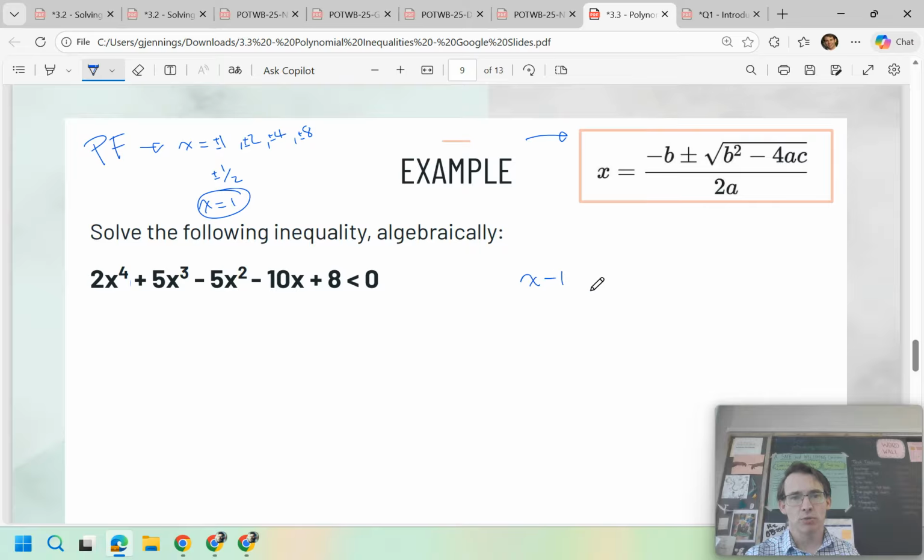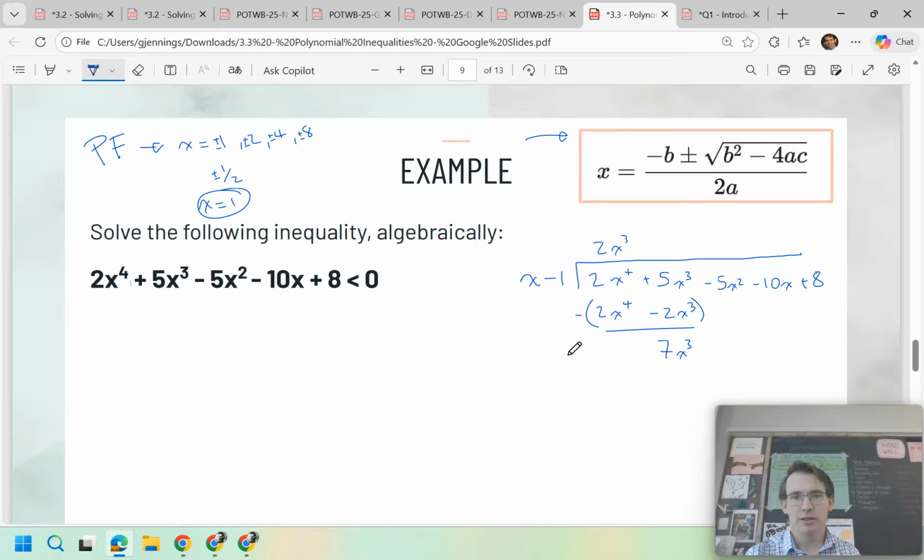X minus 1, remember to sign flip. We're going to divide that into 2x to the 4 plus 5x cubed minus 5x squared minus 10x plus 8. We multiply by 2x cubed. That's going to give us 7x cubed here because we subtract that thing. So 2x cubed times x minus 1 is, these cancel. So we're on the right track.